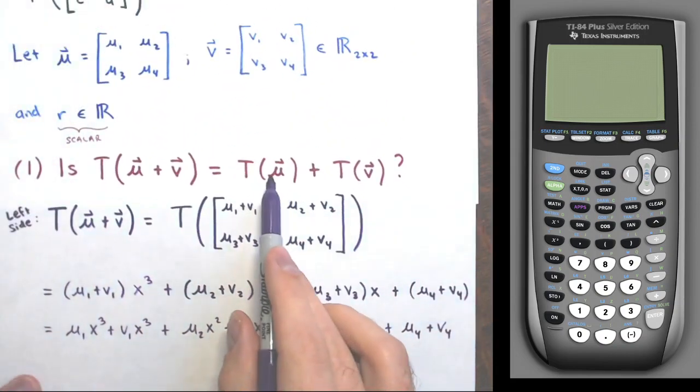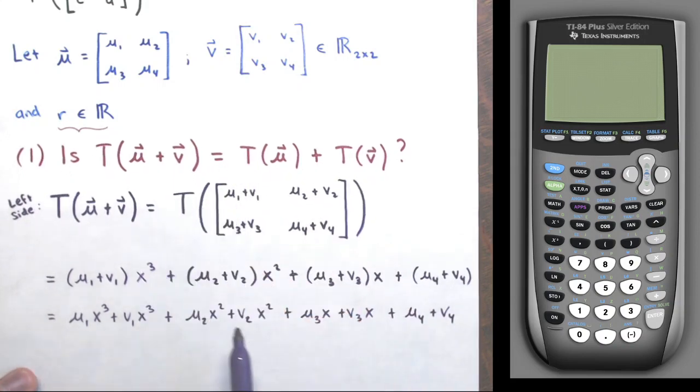So let's take a look at the right side of this. Again, do not say that these are equal; we're trying to show that they're equal. So looking at the right side, that is T of u plus T of v.